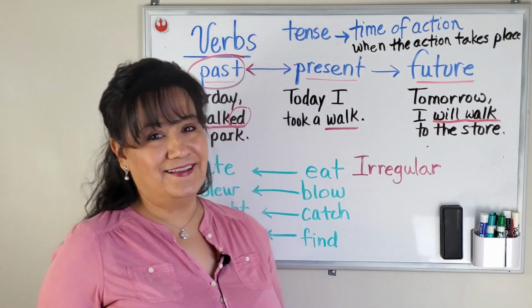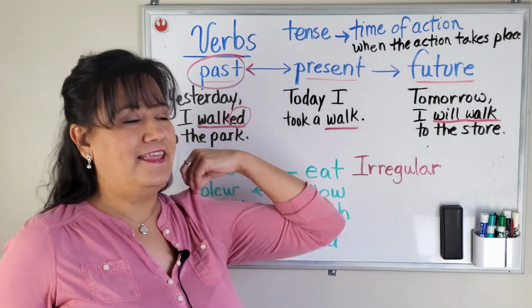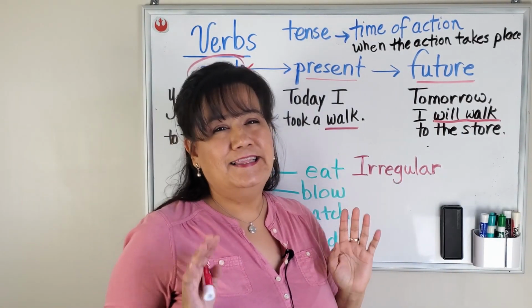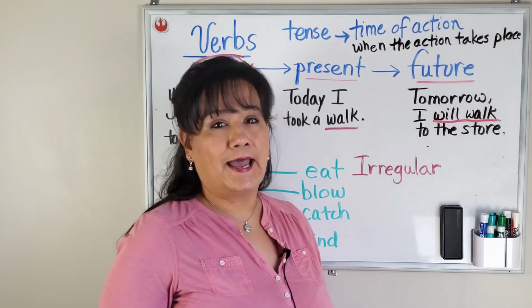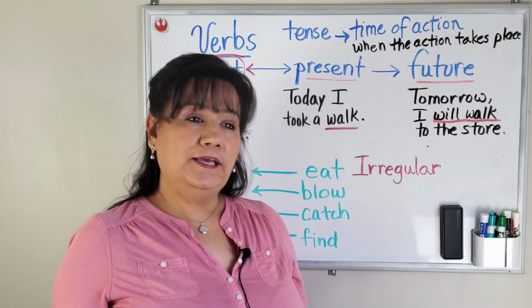Now there's something else that makes language and English more interesting, and they are called irregular verbs. And this is more like a third, fourth grade thing that I'm showing you, but I know you guys are really smart, and the more you know, the better you will be at things.